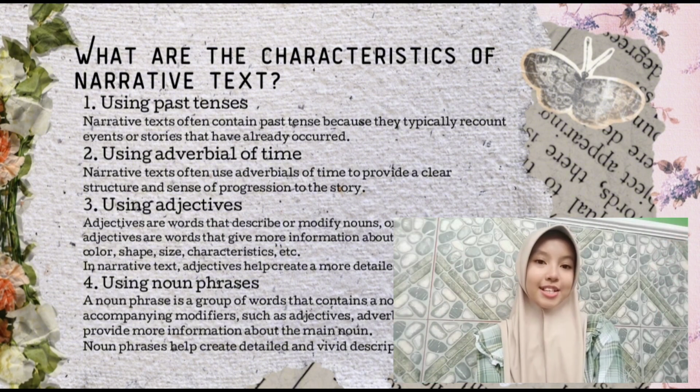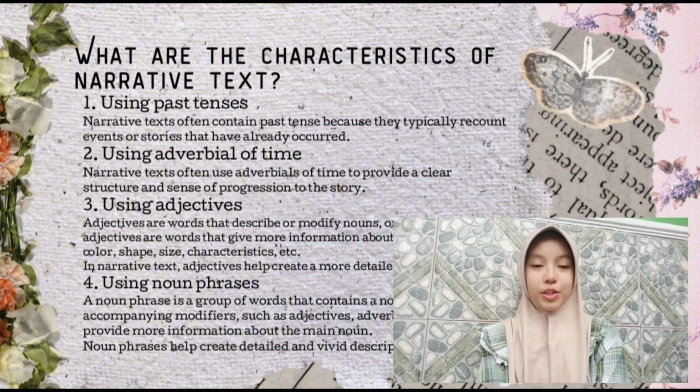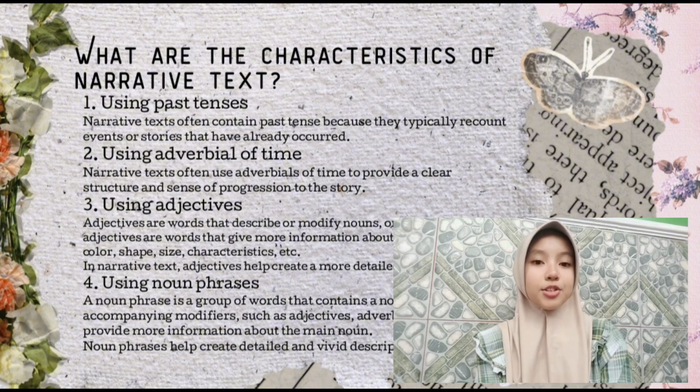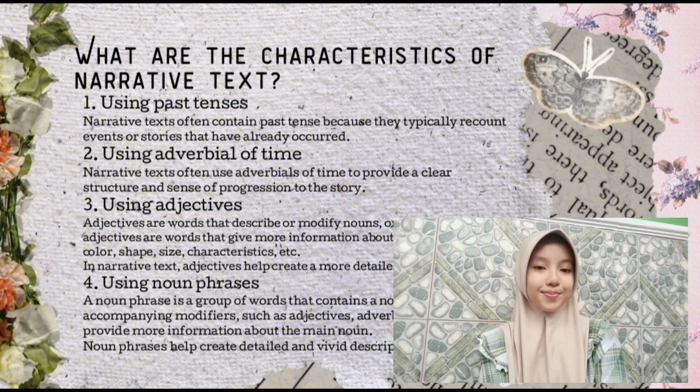3. Using adjective. Adjective are words that describe or modify noun, or put it simply, adjective are words that give more information about a noun, such as its color, shape, size, characteristic, etc. In narrative text, adjectives help create a more detailed and vivid story.